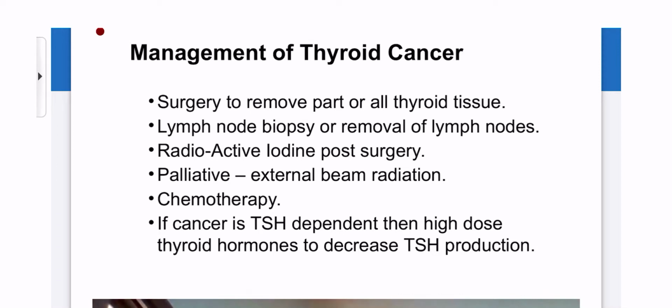Usually for management of thyroid cancer, we would look at surgery. Sometimes they're just going to remove part of the thyroid tissue, and that would require less medication post-op or maybe no medication post-op if the tissues remaining can compensate adequately. Palliative care, if this is already metastasized far, might include radiation, maybe some chemotherapy.